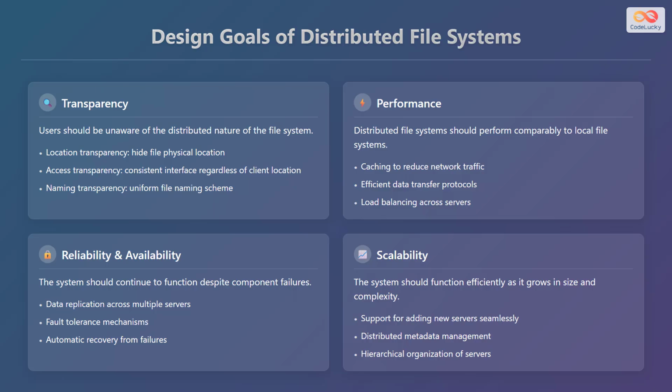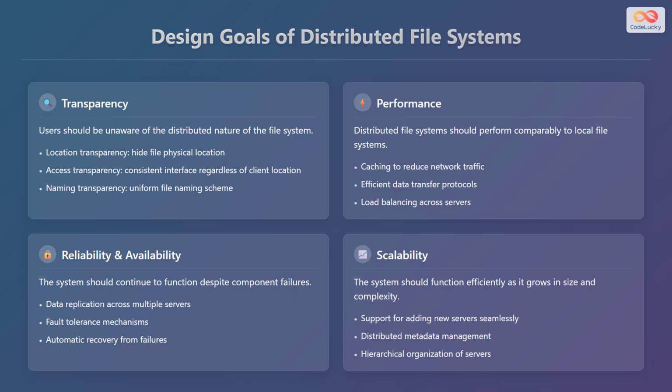The first is transparency. Users should not be aware that the file system is distributed. Location transparency means the system hides the actual physical location of the file from the user. Access transparency means that the user interface remains the same regardless of where the client is located. Naming transparency means the system uses a consistent file naming scheme across the network.